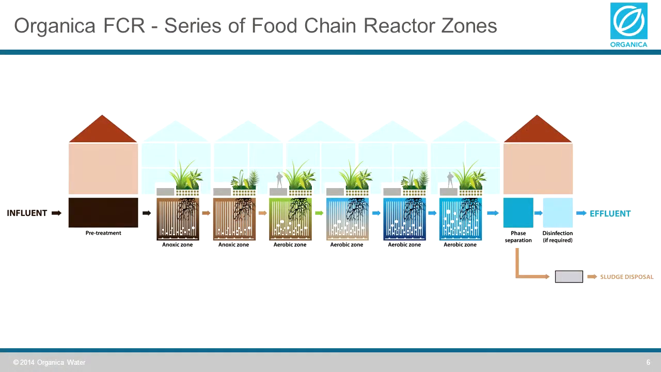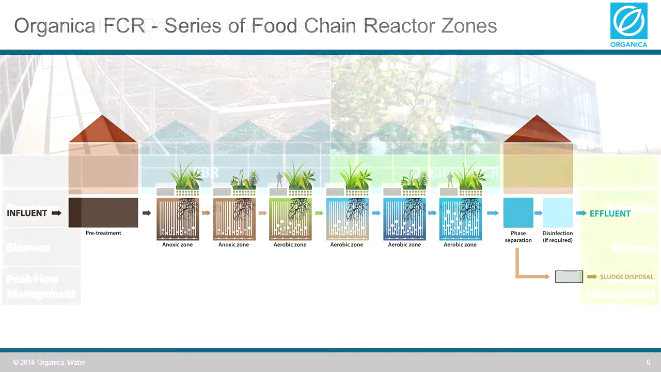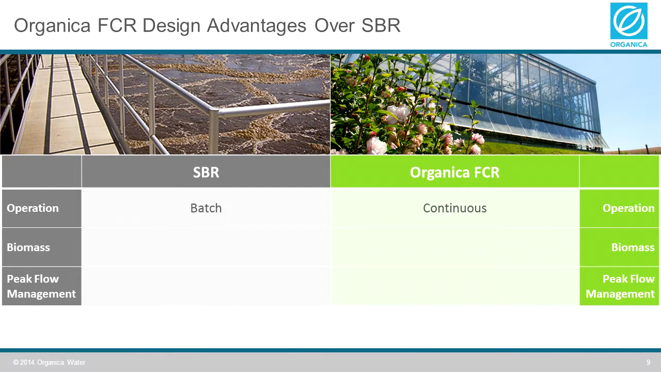In comparison to this, the FCR operates in a continuous mode. The wastewater flows through all the unit operations, and the water becomes progressively cleaner as it reaches the other end. The second main difference between the two systems is that while the SBR utilizes the suspended biomass model, the FCR relies entirely on biomass fixed to the natural and engineered media housed in the reactors. This difference has a big impact on the operation of the two systems, which I'll come back to later.